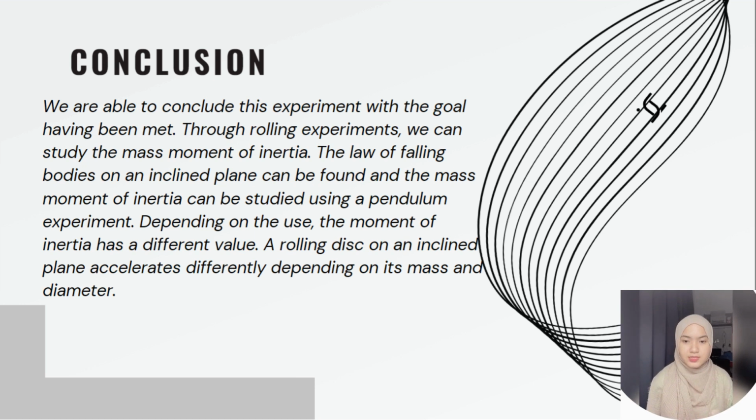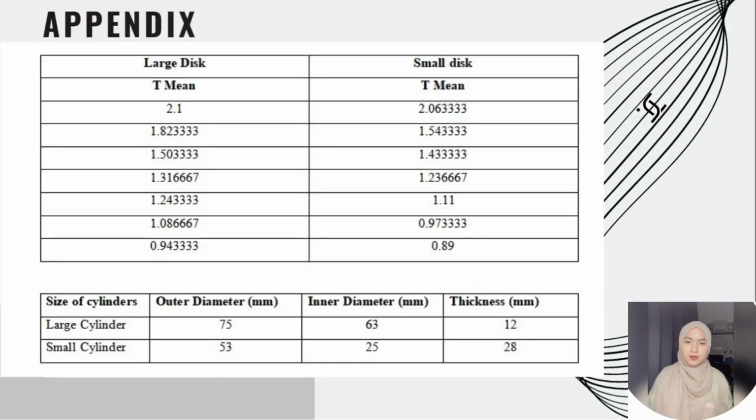Depending on the use, the moment of inertia has a different value. Rolling discs on an inclined plane accelerate differently depending on their mass and diameter. Next, I will explain about the appendix for the experiments that have two discs, which are a large and a small disc. The mean time for the large and small disc is different. As you can see from the slide given, the value is different.